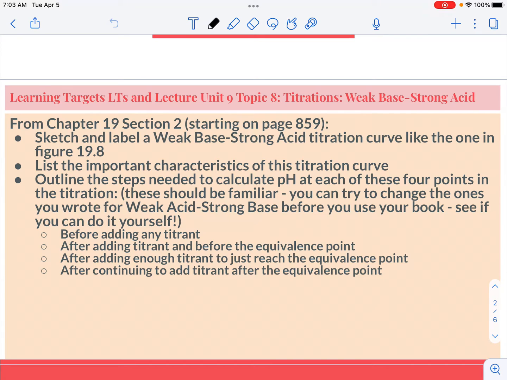So try on your own to outline the steps, etc., before you even use your book. You should have a sketch of the curve, etc., and then you can restart the lecture. So here goes.